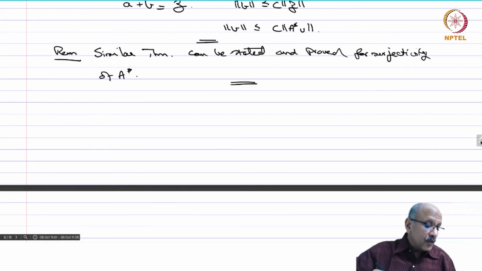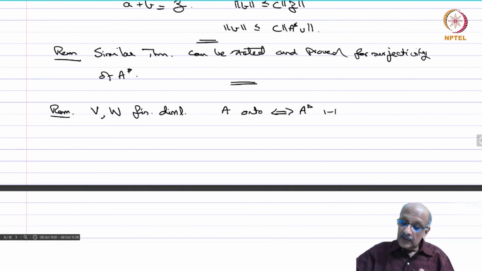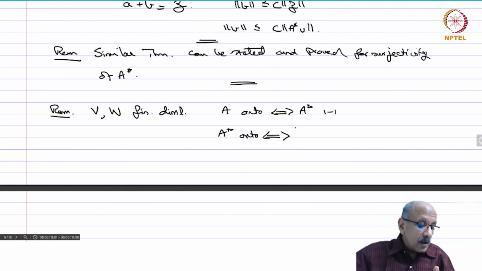So now if you look at another remark, let us take V and W finite dimensional. Then everything, as I said, is a continuous linear operator, in particular closed, densely defined, and therefore you have that A is onto if and only if A star is 1 1, because we have the range equals null space of A star perp. Similarly, A star onto if and only if A is 1 1.